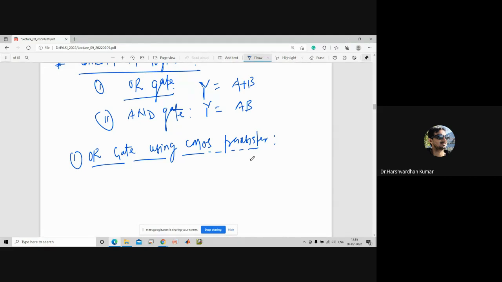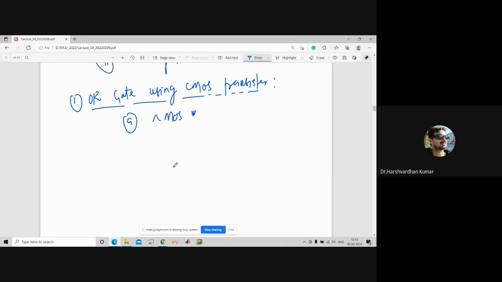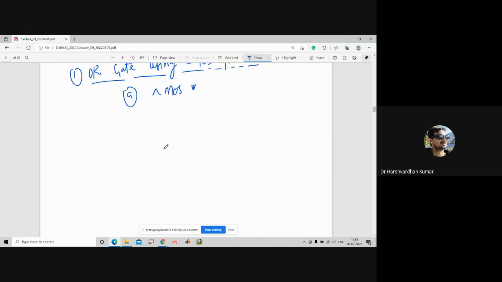What will be the configuration for the OR gate? It will be in parallel, right? Yes, parallel. So let us talk about NMOS first. If we are interested in designing the OR gate using NMOS, then we will have to connect the switches, that is the NMOS transistors, in parallel.